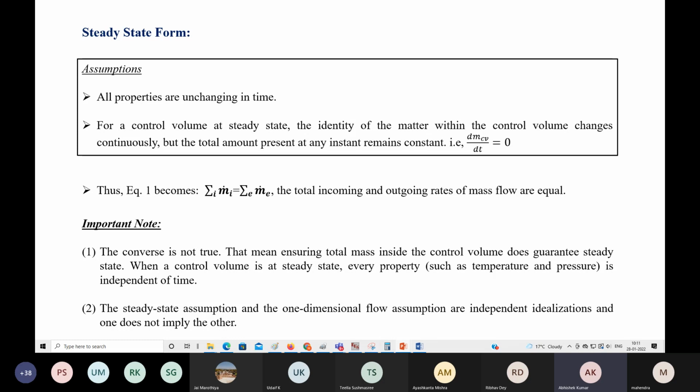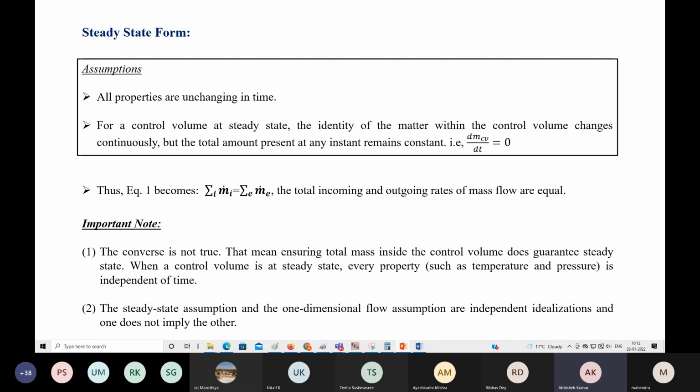Since the combustion reaction has taken place, the chemical energy of the fuel has been converted into heat energy. So because of the heat energy, this total mass is at a certain high temperature and high pressure. Then these hot gases go to the turbine.